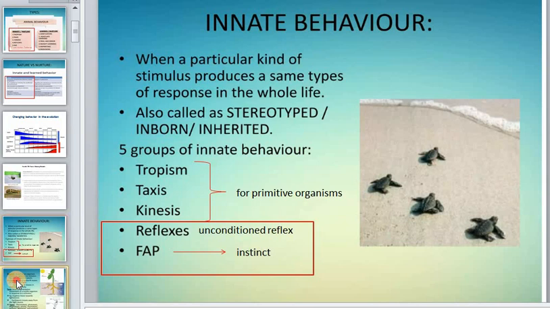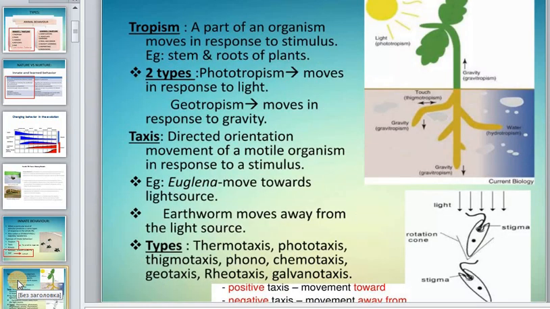And first, what is tropism? Tropism is when part of an organism moves in response to a stimulus, and here we see phototropism in plants. You know, it's not only for animals.